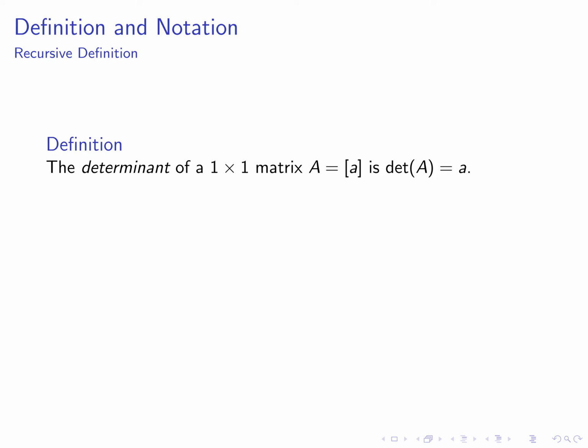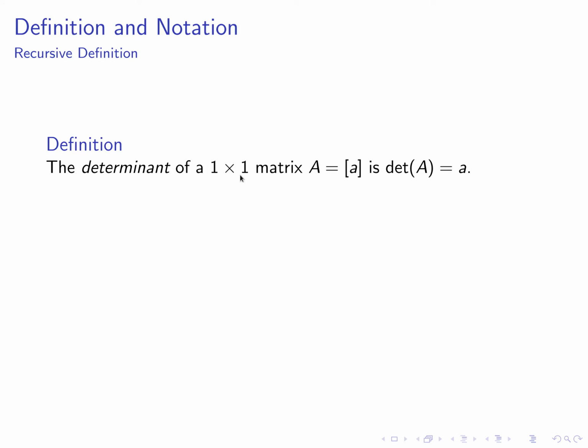Okay, so this is the only notation we really need to define the notion of a determinant of an arbitrarily sized matrix. Now, one of the problems with the definition of a determinant is that it's actually somewhat complicated in the sense that the definition is recursive. So to properly define the notion of a determinant, we need to first define what it means to take the determinant of a 1 by 1 matrix.